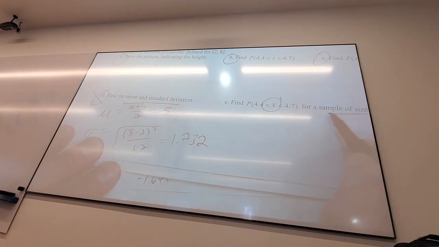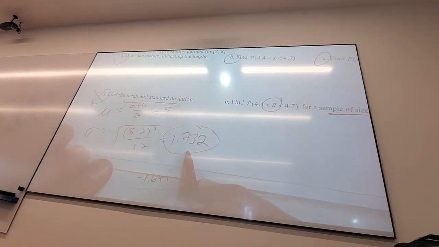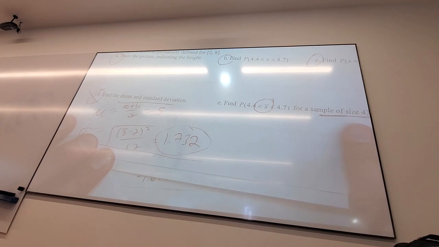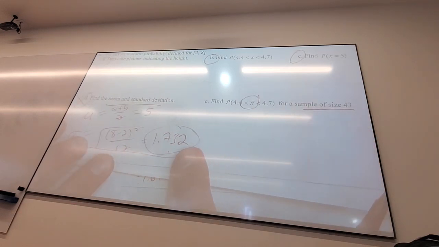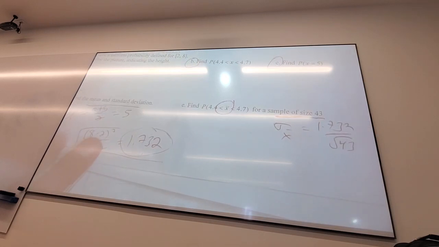So now, I'm taking a sample of size 43. Can I use this? What is this good for? Individuals. And on part D, part E, I'm talking about groups of size 43. So I cannot use this anymore. The first thing I want to do for this problem is change it, by taking the numerator and dividing it by the square root of 43. Then I can convert each of these into a z-score, look them up, get the area, subtract, and so on. You guys kind of with me?